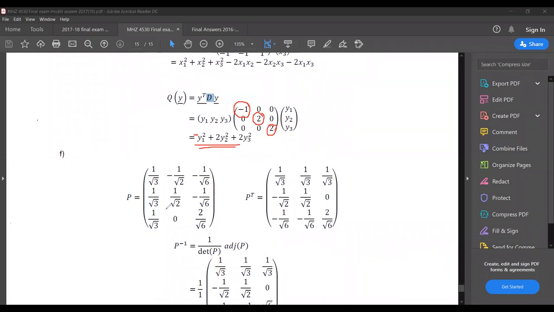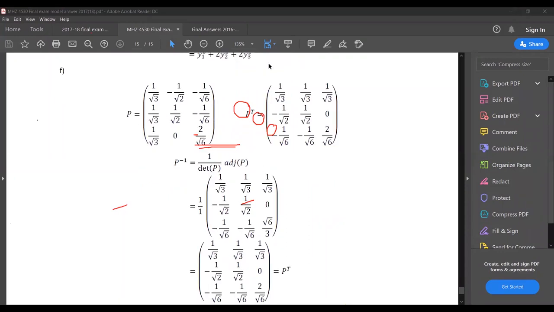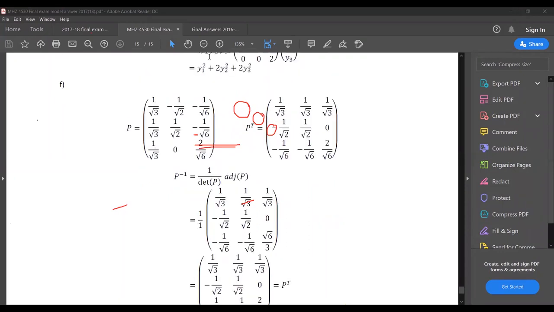Show that P inverse is equal to PT. So you know P, you know PT. PT is the transpose, change the rows and columns. That's all, right? You know how to find the P inverse, right? So P inverse, you can use the calculator, or else there's the standard procedure.